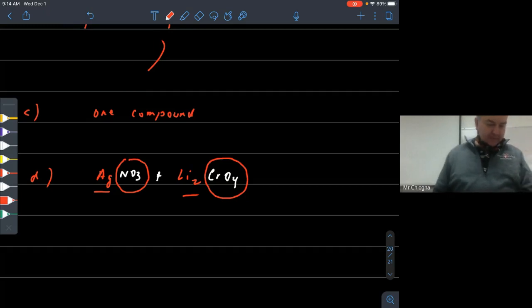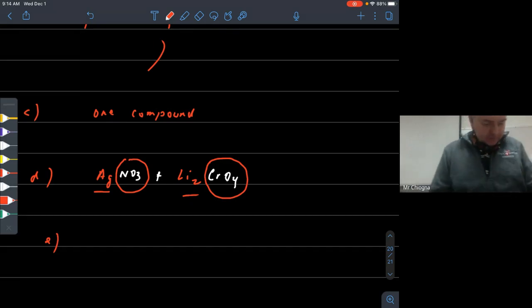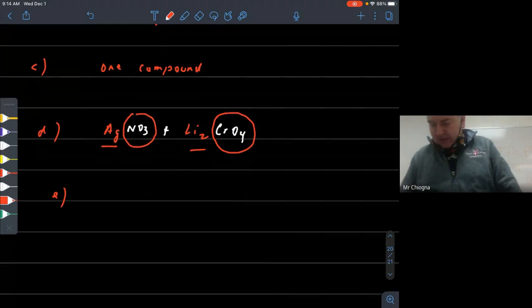Okay. E, what's your clue? Decomposition. It's going to split apart into two separate elements. F. So E is decomposing. And F.